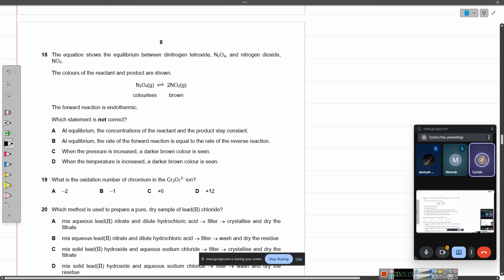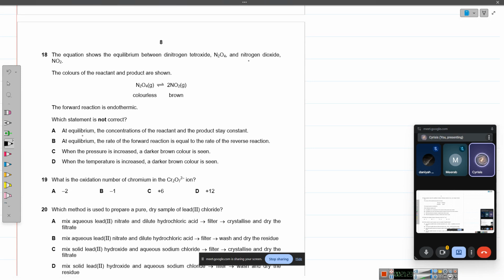The equation shows the equilibrium between nitrogen tetraoxide, N2O4, and nitrogen dioxide, NO2, right? The colors of the reactant and the product are shown, colorless to brown. The forward reaction is endothermic, right? Delta H is positive in the forward direction. That means for the backward reaction, delta H is going to be the opposite of this, right? Which statement is not correct?